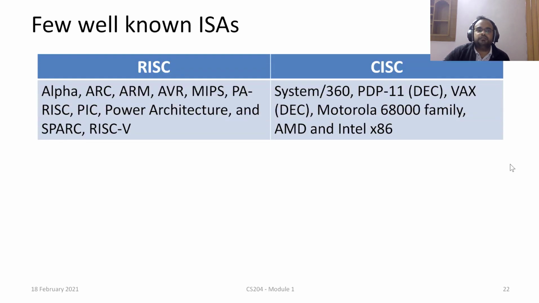A few examples of both RISC and CISC. In RISC, we have Alpha ISA, ARC, and the other popular one is ARM, MIPS, Power Architecture by IBM, then SPARC, RISC-V, etc. And in CISC, the most popular would be the AMD and Intel x86 ISAs that you would typically find in any of your desktops and laptops. These are so predominant that all the other CISC ISAs are no longer used.